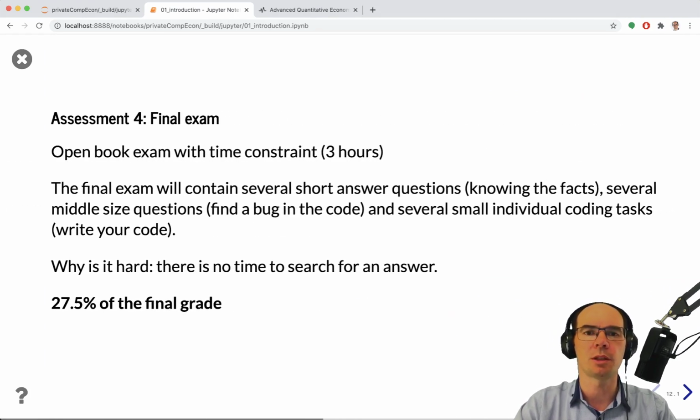Finally, there will be an exam at the end of the course. This is going to be an open book exam. Any resources are allowed. The only constraint is that you will only have 3 hours to complete all of the questions. The questions will be various.